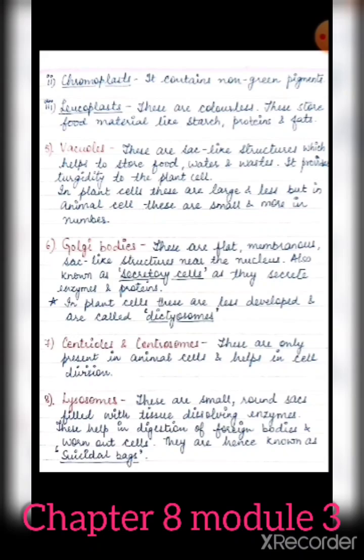Then eighth one is lysosome. These are small round sacs filled with tissue dissolving enzymes. These help in digestion of foreign bodies and worn out cells. That means the cells which are not working or the organelles which are not working in the cell, it will dissolve them and digest them. Also, if foreign bodies come inside the cell, they also get digested by lysosome.